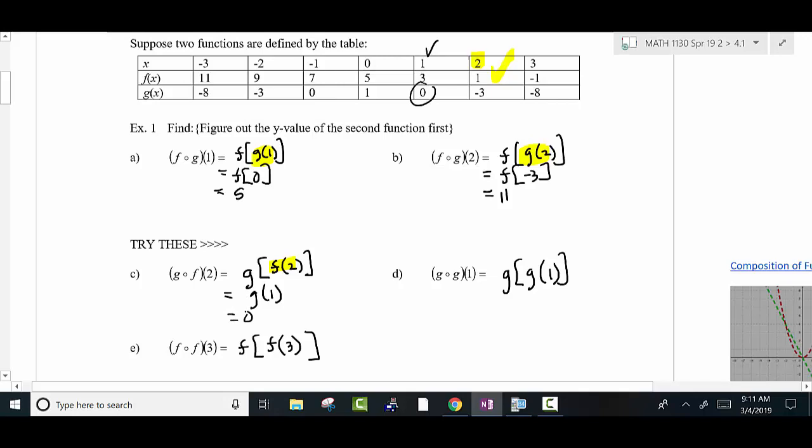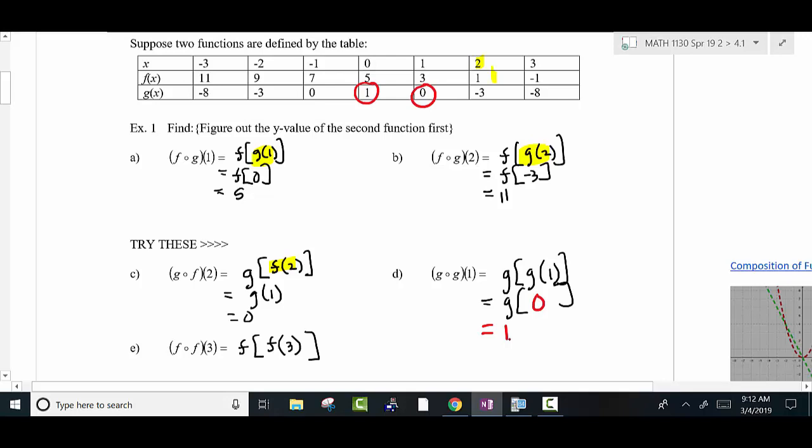Okay, how about the next one? 1. Okay, you get 1 on this. Okay, so this one would go like this. When you do g of 1, okay, there's 1. Okay, there's that. G of 1 is equal to 0. So you'd have g of 0, and then g of 0 is 1. Okay, just looking at the second row only, so that takes you back to 1.